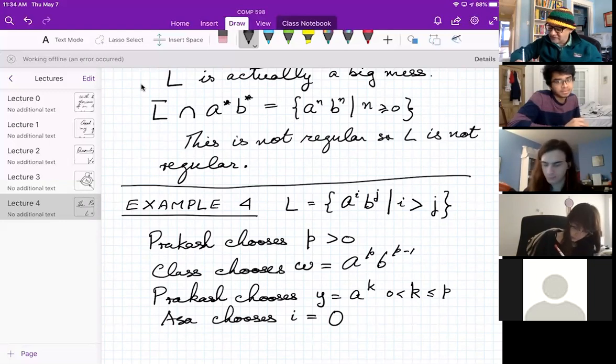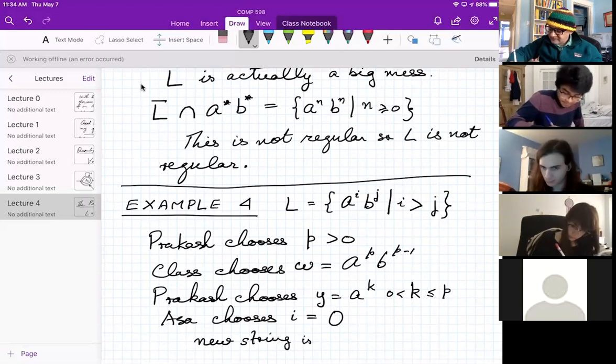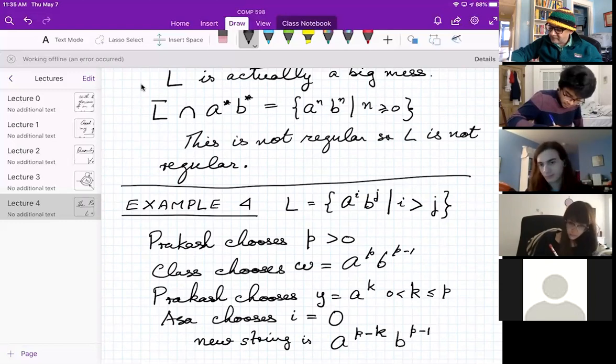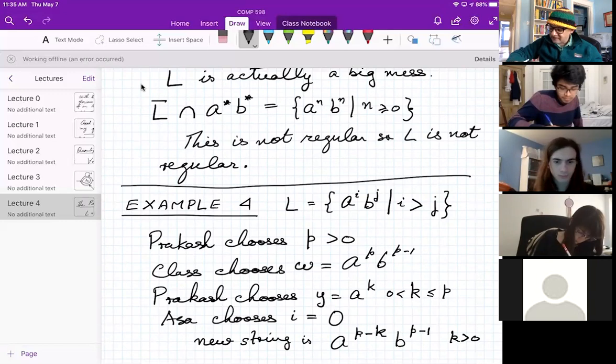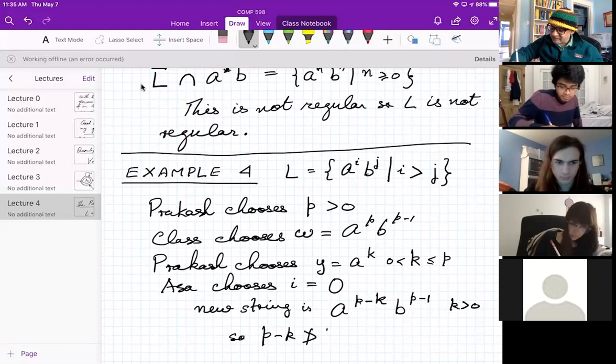Okay, so Asa chooses I equals 0. And the new string is A to the P minus K, B to the P minus 1, and K is strictly greater than 0. So P minus K is not strictly greater than P minus 1.